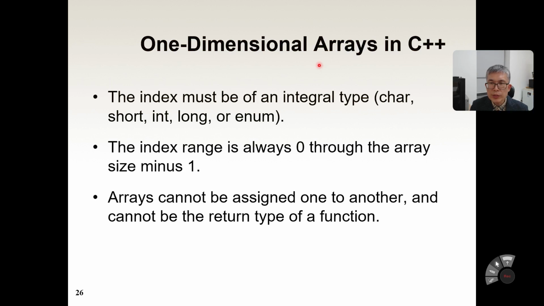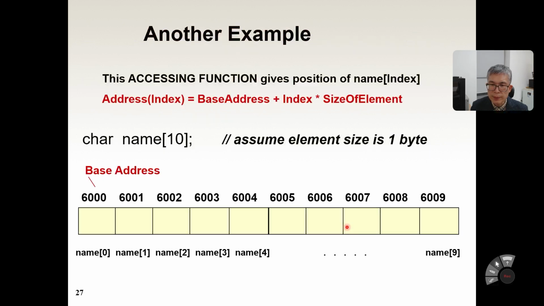So for one-dimensional arrays in C++, the index must be of an integral type: char, short, int, long, or enum, an enumeration type. The index range is always 0 through the array size minus 1. Arrays cannot be assigned one to another and cannot be the return type of a function, okay? Because they are a fixed data type.